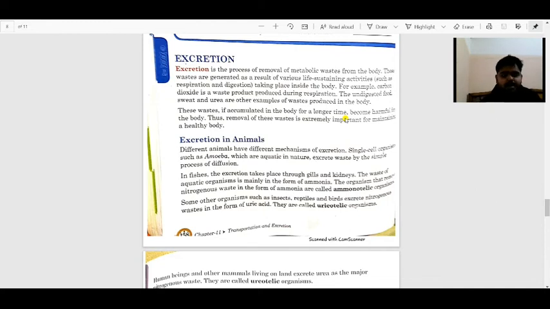Just imagine if you are not able to go to the toilet for a one or two day span, ultimately you'll start feeling sick. So excretion is a broad word which means the removal of unwanted or waste materials from your body.